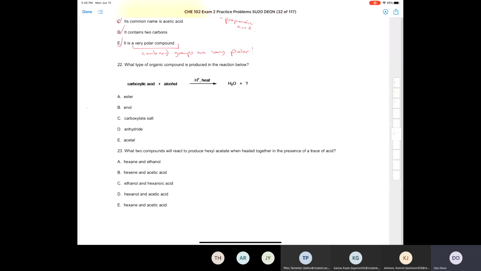It says if we take a carboxylic acid plus an alcohol and we treat it with a catalytic amount of acid and heat, we lose water. And what else do we form? Who can tell me what functional group is formed? I'll draw a carboxylic acid. Who could tell me what functional group we form? This is one of the most important reactions you will learn in this class.